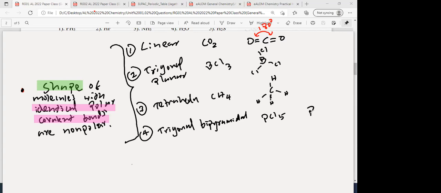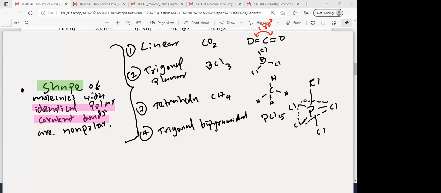PCl5. In PCl5, three bonds are equatorial, in the horizontal plane. Above the plane, one bond, and below this plane, one bond. I'll correct this with a dotted line. So this is the horizontal plane, equatorial. Above the plane you get chlorine again, and below this plane, chlorine.